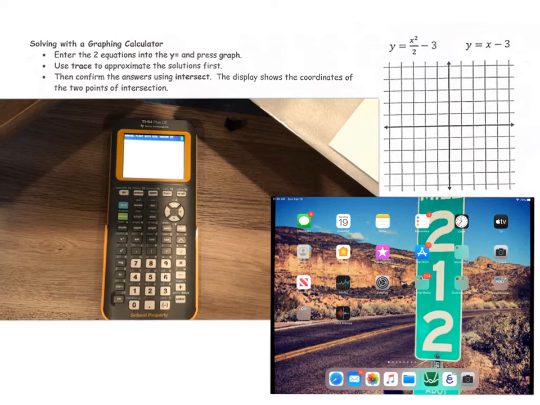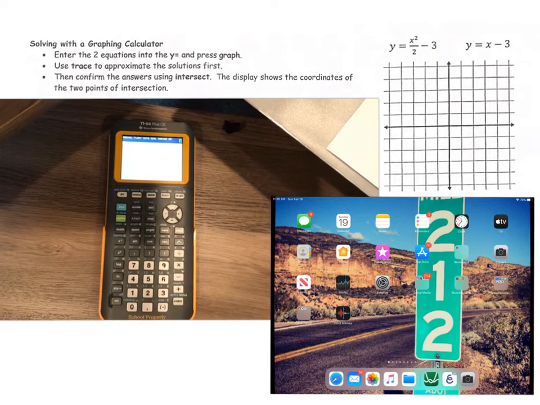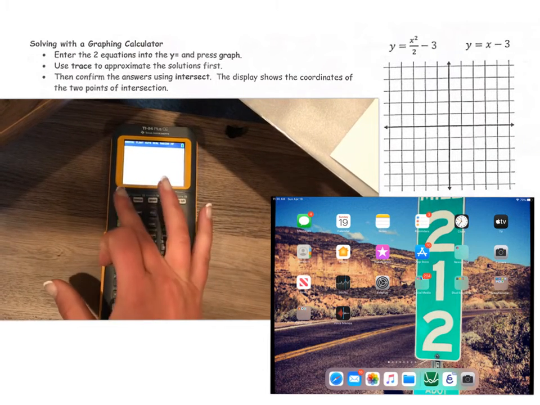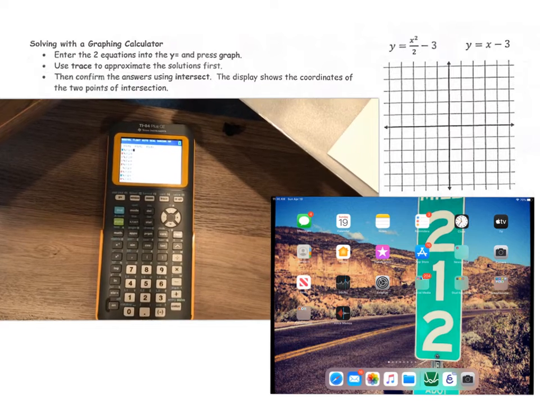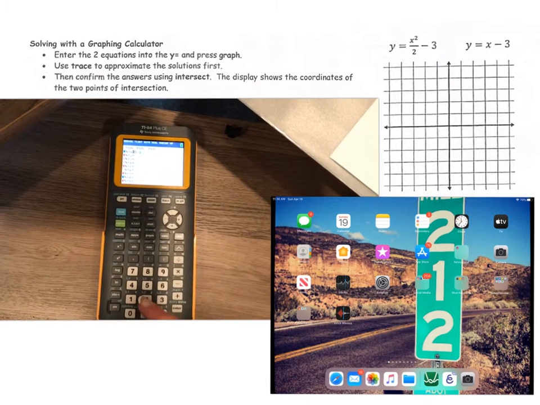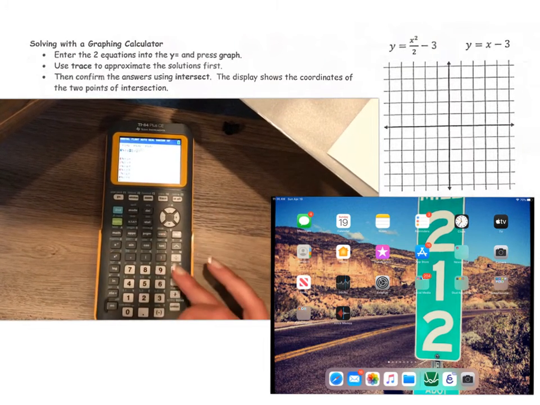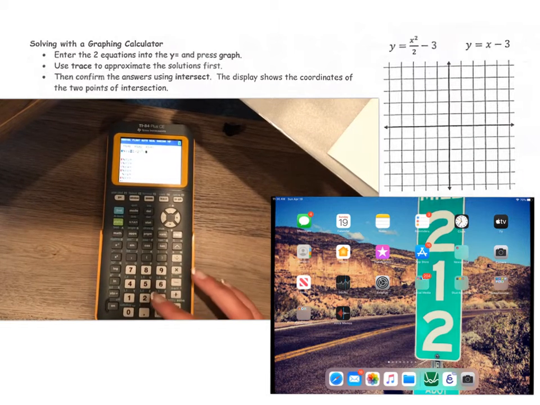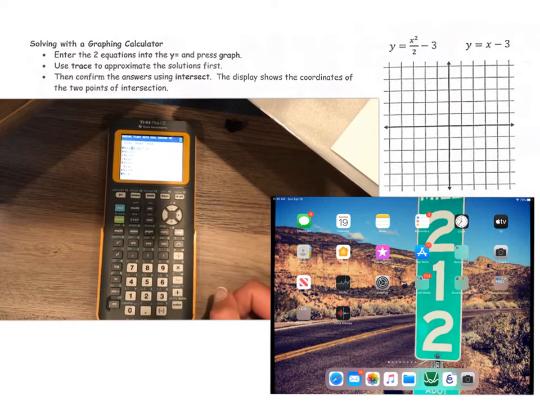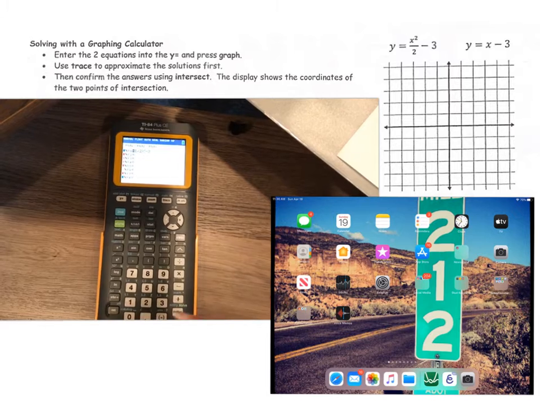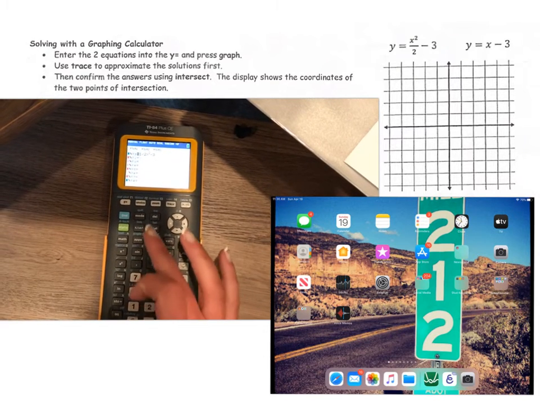Okay, using our TI-83 or 84, if you're graphing with that, first thing you're going to do is go into y equals. You're going to go ahead and put in your two equations. So we have y equals 1/2 x squared minus 3. Our second equation is y equals x minus 3.